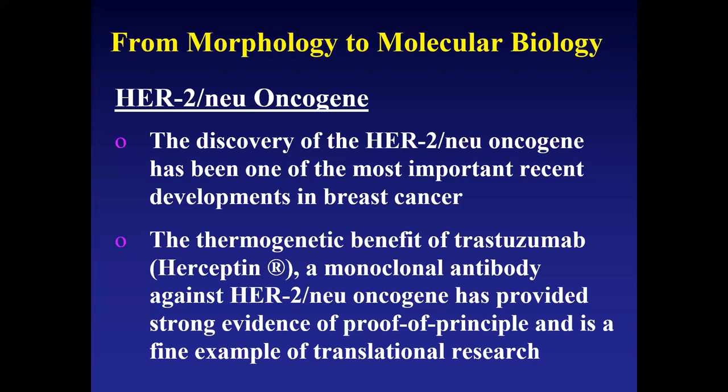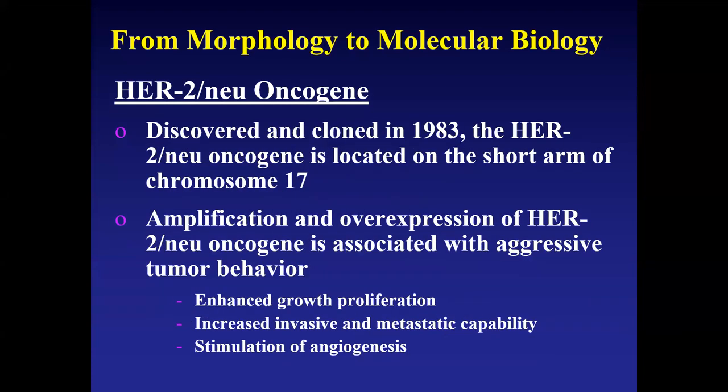Now, let us move to the HER2 oncogene. The discovery of the HER2 oncogene has been one of the most important recent developments in breast cancer. The therapeutic effect of Herceptin therapy has provided strong proof of principle and is a fine example of translational research. The HER2 oncogene was discovered in 1983, and it is located in the short arm of chromosome 17. Amplification and overexpression of the HER2 oncogene is associated with aggressive tumor behavior through enhanced growth and proliferation, increased invasive and metastatic capability, and stimulation of angiogenesis.